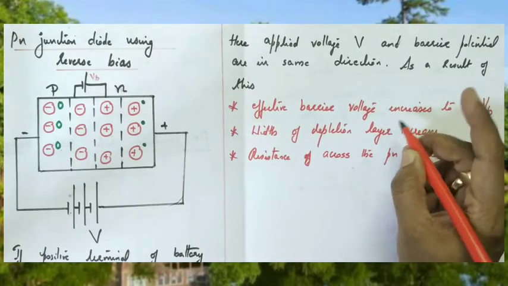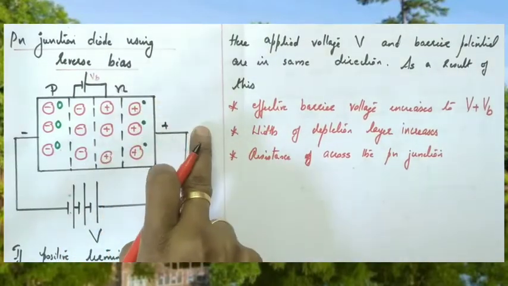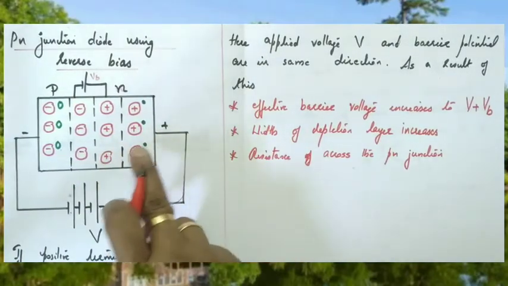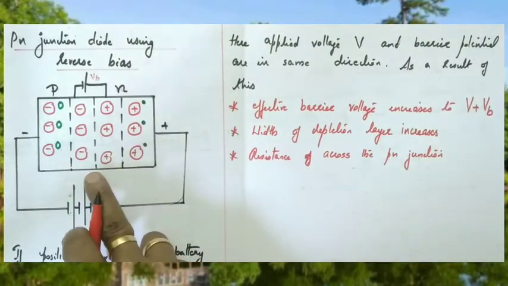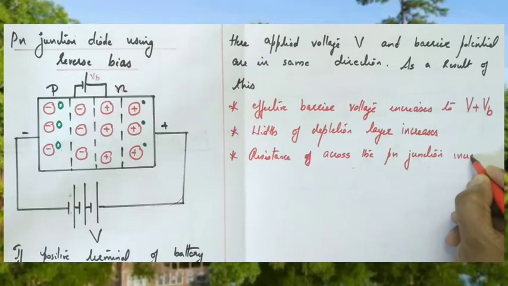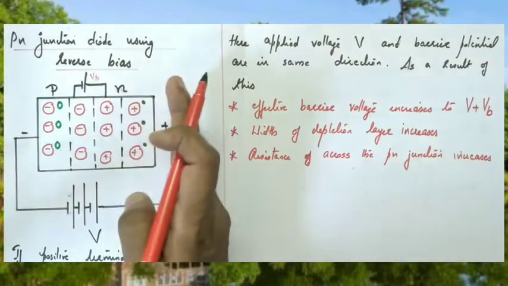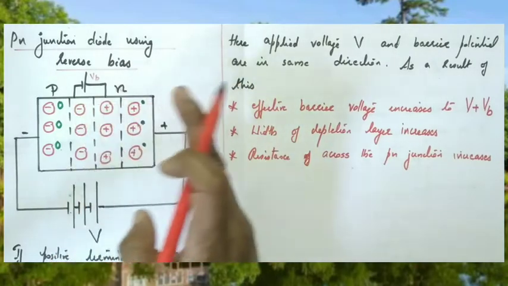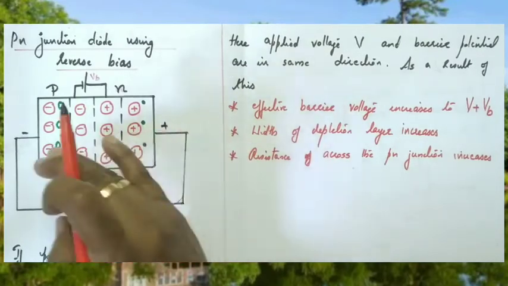In the case of forward biasing, the width of the depletion layer decreases. But in reverse biasing, since the majority carriers are attracted by the external potential, they move away from the junction, and hence the depletion layer widens. Width increases means the resistance across the PN junction also increases. Therefore, there is no conduction through the junction due to majority carriers.